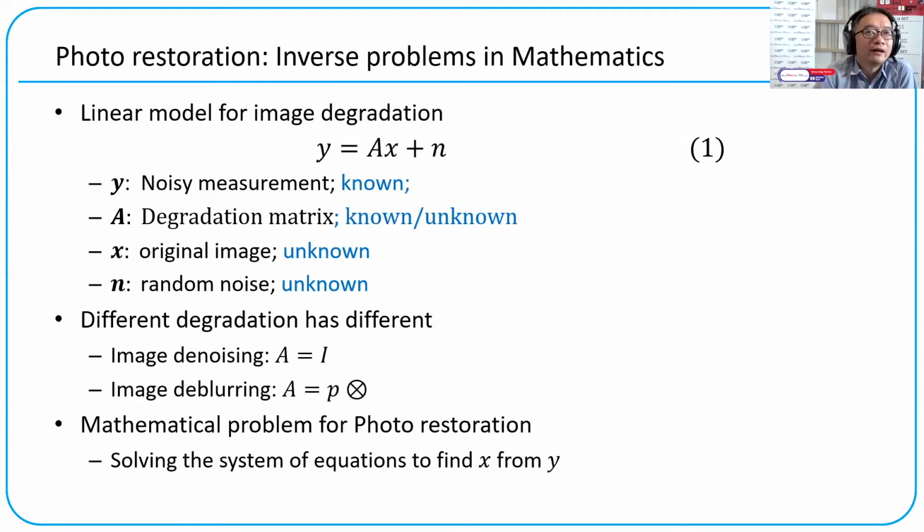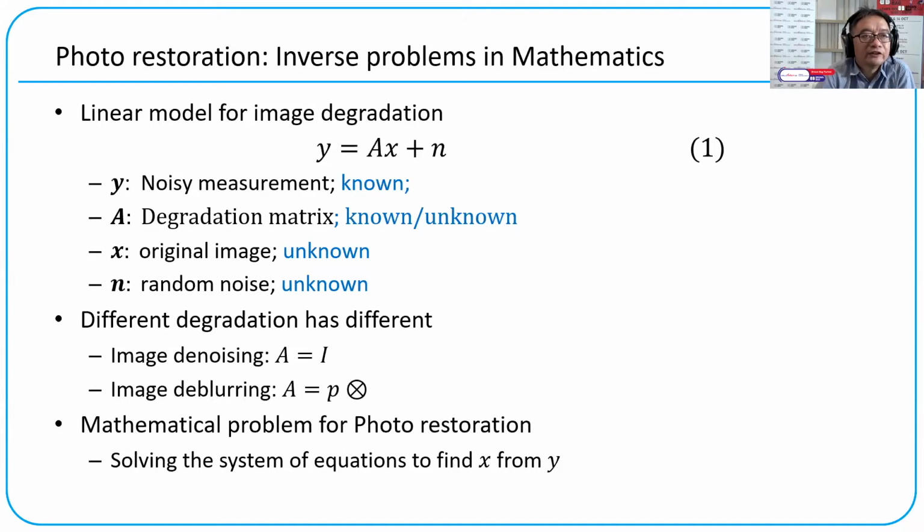So here I will write a simple piece of mathematics. Please just bear with me. All these problems can be described by so-called linear functions. Here I write it in an abstract way. That is, you have Y equals AX plus N. This A describes how the image is degraded. Y is what we are given. X is what we want. And N is noise. So it's Y equals AX plus N.